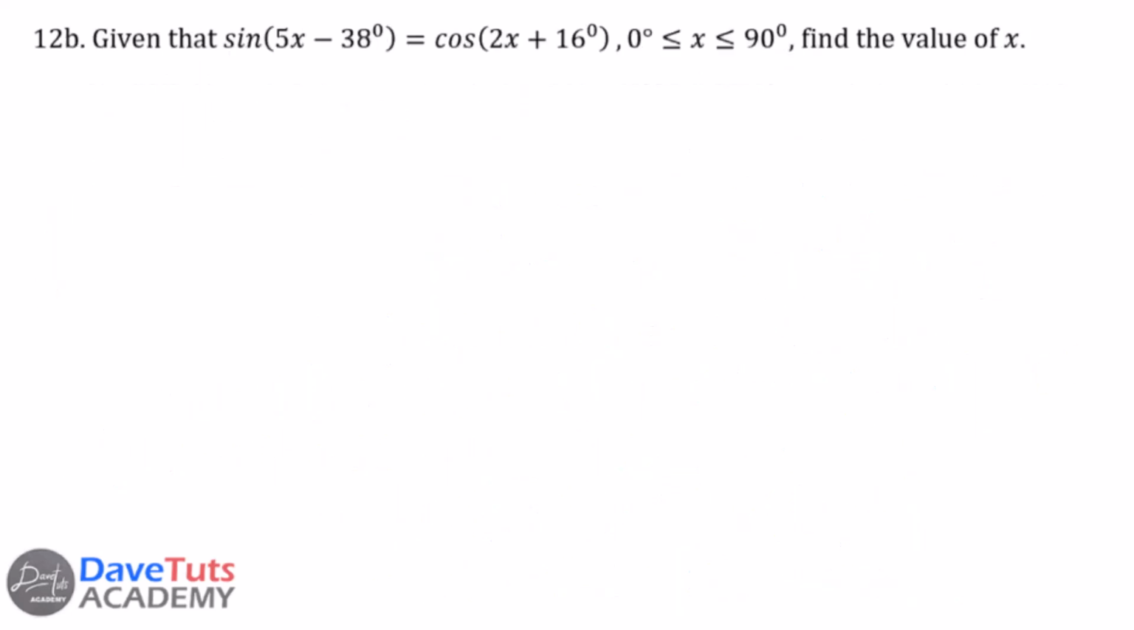Okay. In this question on trigonometry, we are told that given that sine of 5x minus 38 degrees is cos of 2x plus 16 degrees, and x has its range of values between 0 and 90, we are to find the value of x. Now, for us to really understand this, I've come up with this triangle that will help us, because we are being told that x is between 0 and 90.